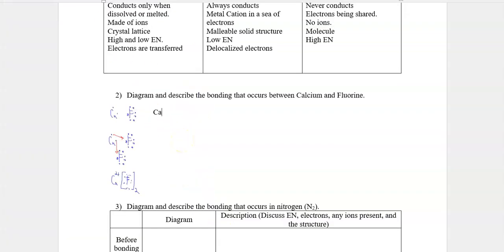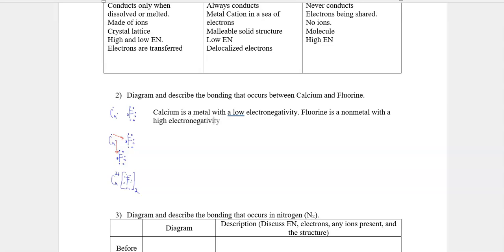Our explanation is going to be very similar to all the explanations we did for ionic. So calcium is a metal with a low electronegativity. Fluorine is a nonmetal with a high electronegativity.